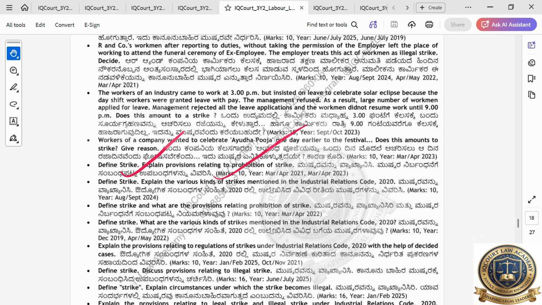Define strike. Explain the various kinds of strikes mentioned in the Industrial Relations Code 2020.